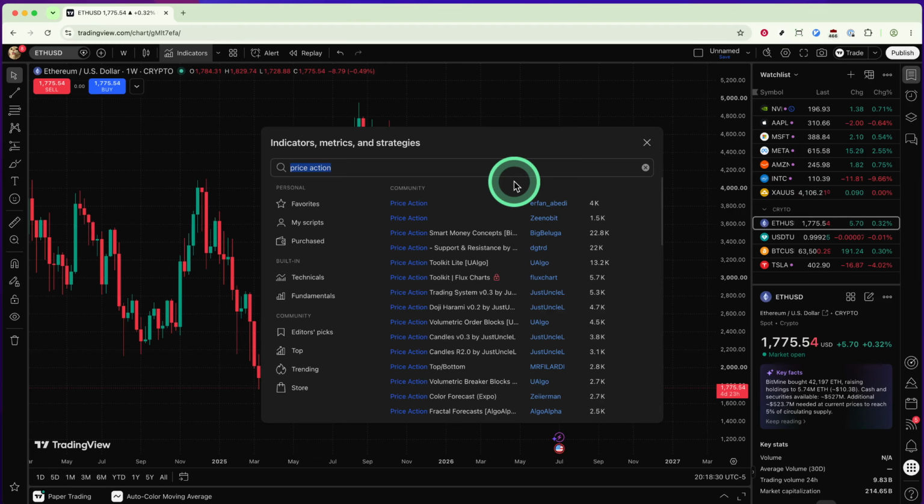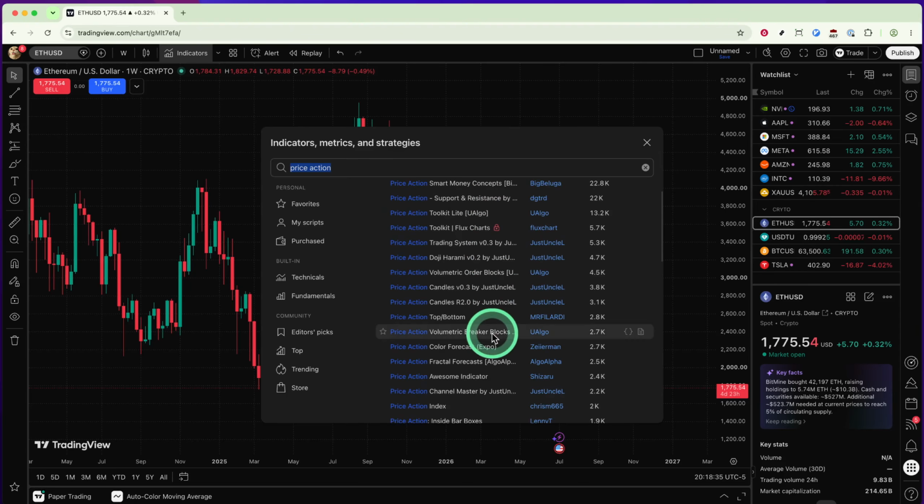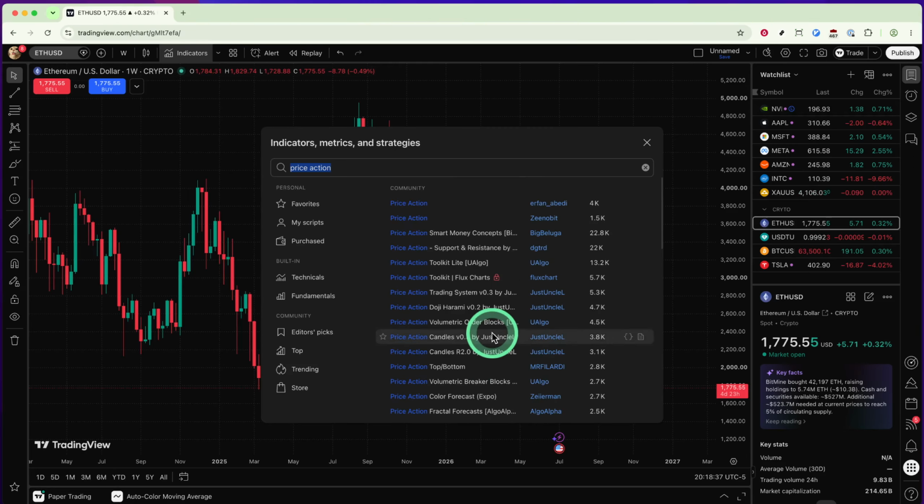Now, review the list of indicators that appear. You'll likely see options like Flux Charts toolkit or other similar tools developed by different creators. Hover over each option to check its ratings and read the descriptions. This is an important step because it allows you to choose an indicator that aligns with your specific trading needs. Look for one that has strong reviews and a description that resonates with your trading style.